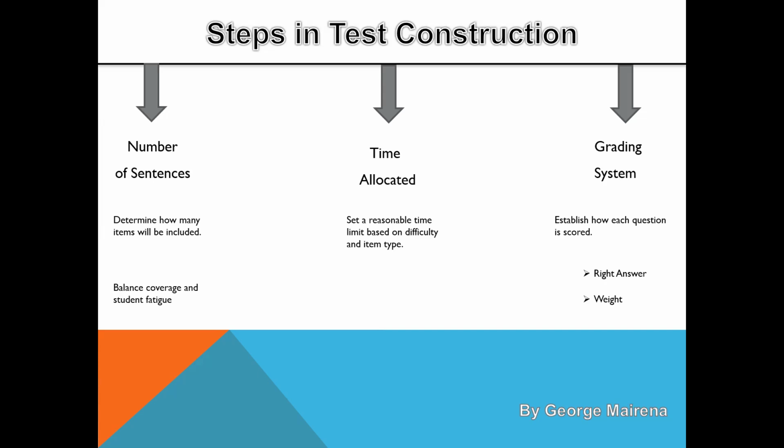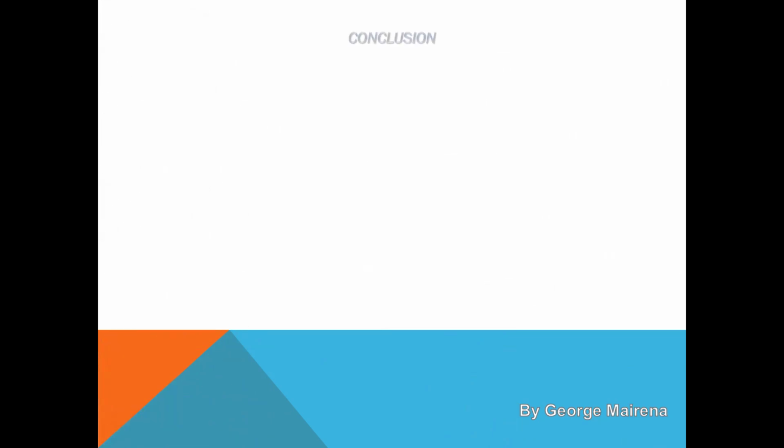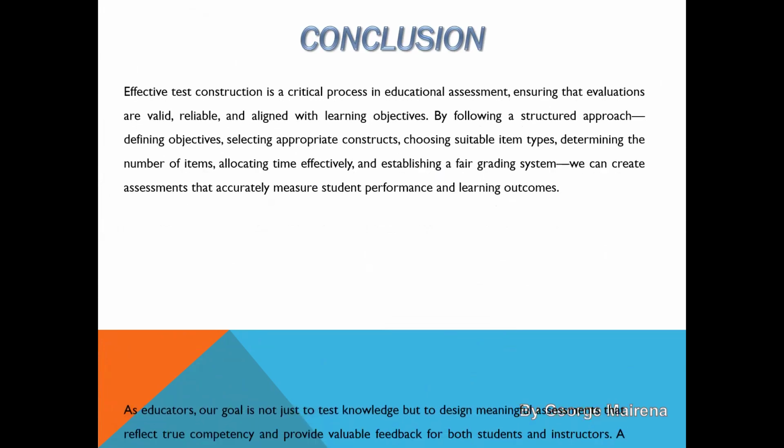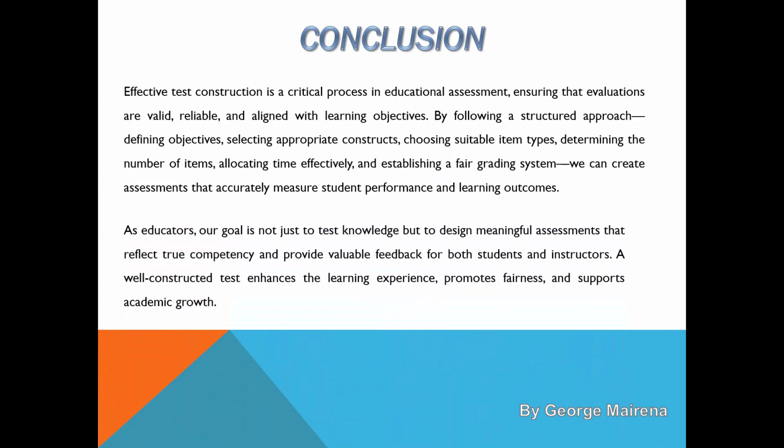Okay, good. So these 6 steps that we got here, you need to include them in your specification tables, okay? So let's see the conclusion. What can we say about the test constructions? Effective test construction is a critical process in educational assessment, ensuring that evaluations are valid, reliable, and aligned with learning objectives. Remember that they have to be aligned, okay? They have to work together. They need to be connected to each other.